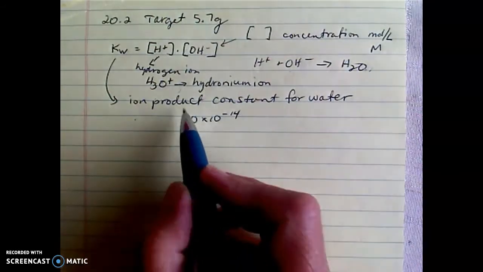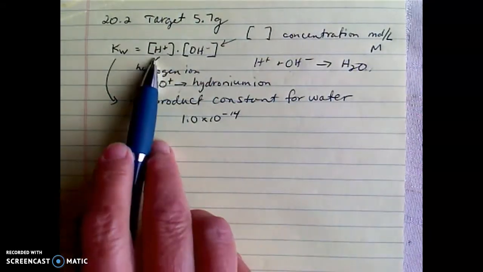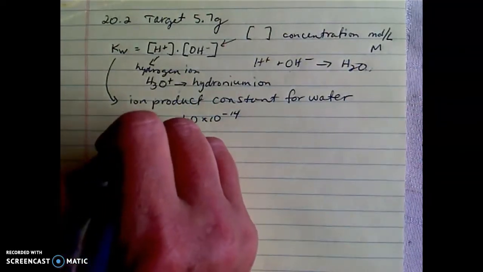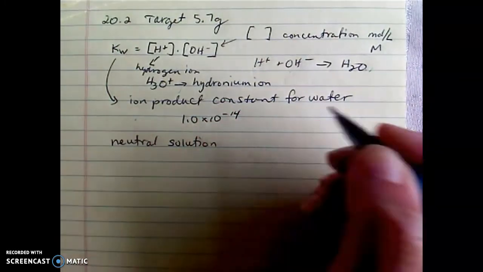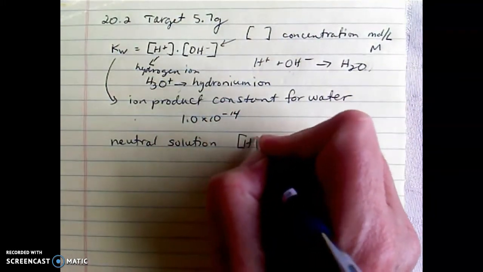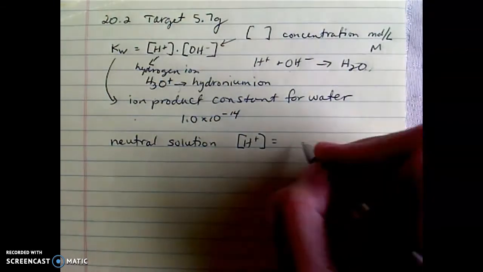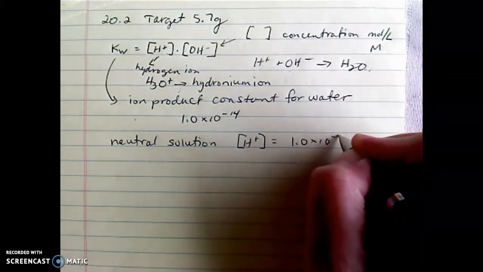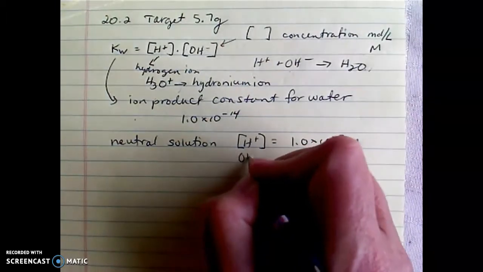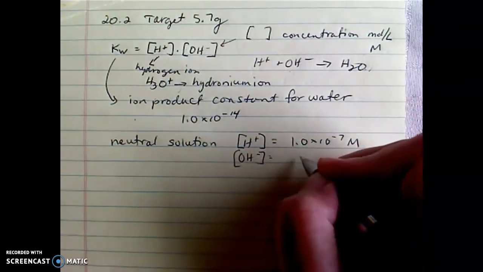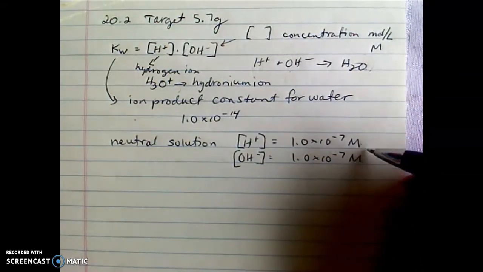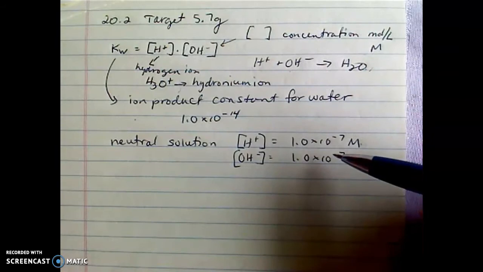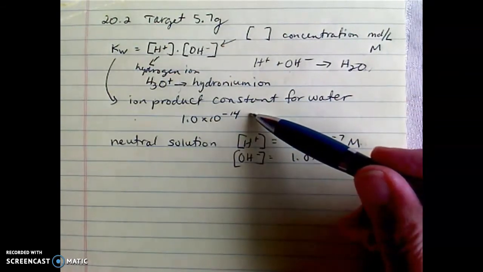So when we are working with this, we can use concentrations to determine if something is acidic or basic. When you look at this equation, you can also figure out what these would be in a neutral solution. So if we are talking about a neutral solution, your concentration of H plus would equal 1.0 times 10 to the negative 7 molar, and your OH minus concentration would also equal 1.0 times 10 to the negative 7 molar. They would have to be the same. Now if you put these into your calculator and multiply them together, you're going to get the ion product constant.